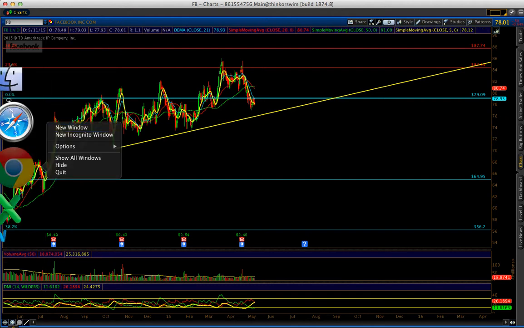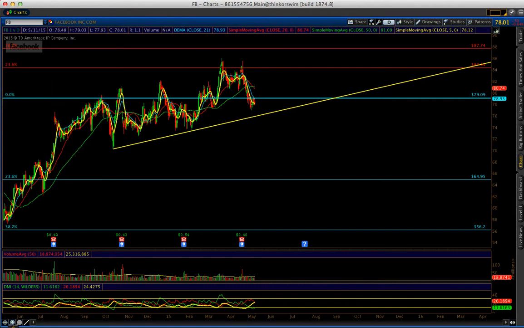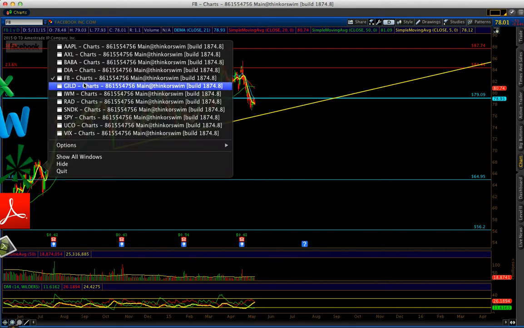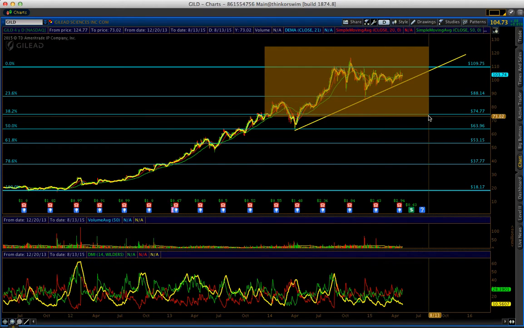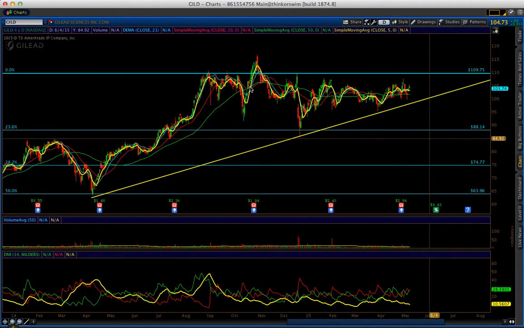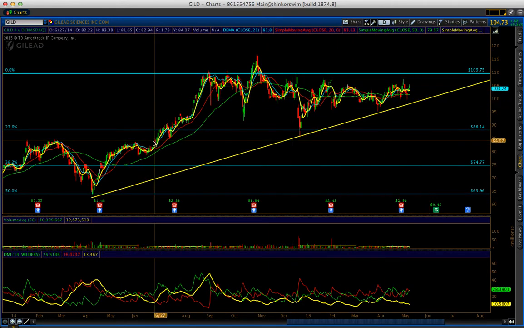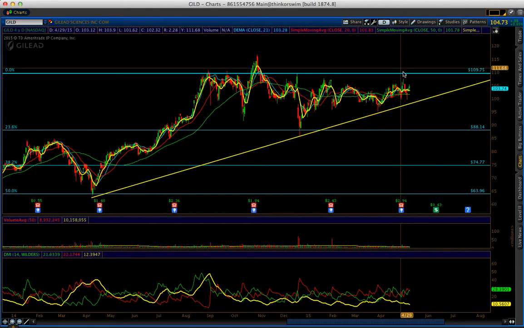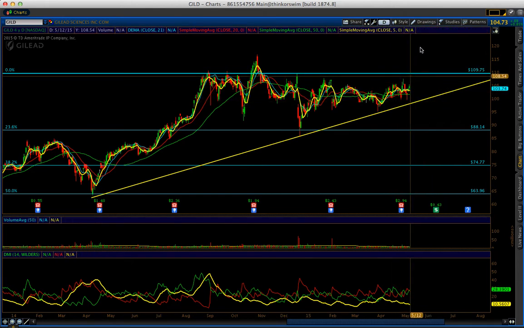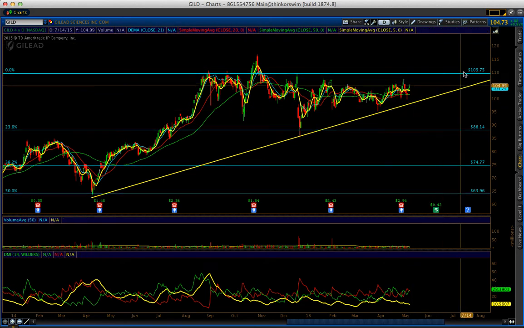Let's talk about Gill. Gill, as you can see here, is another one to put in the watch list. It broke out, but it's moving sideways. We have this one in our long-term portfolio. I like Gilead Sciences, and I think it's gonna break out right here. I think it's getting close to the apex.